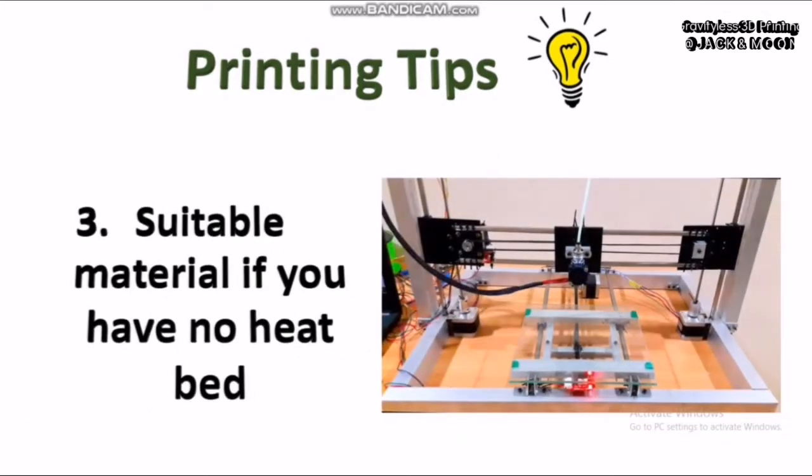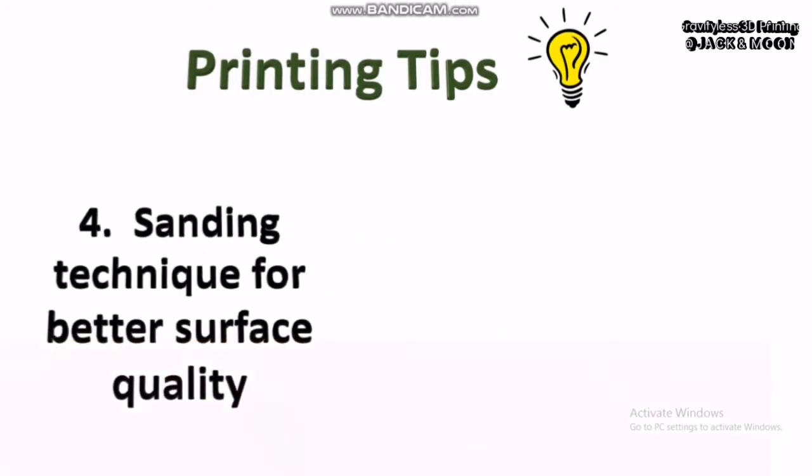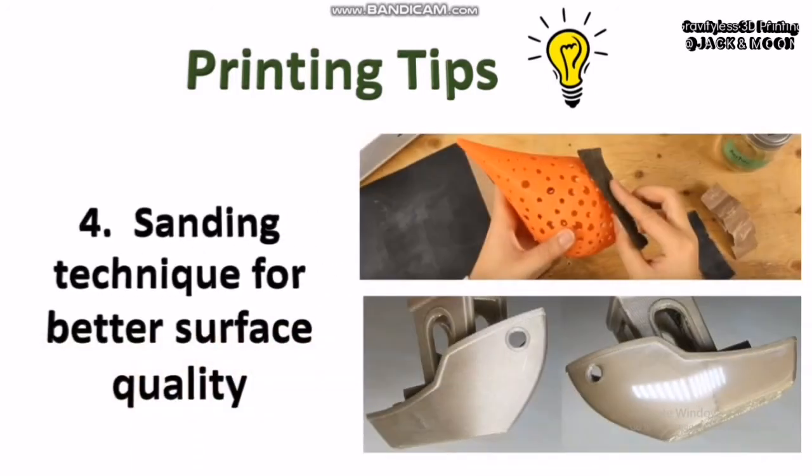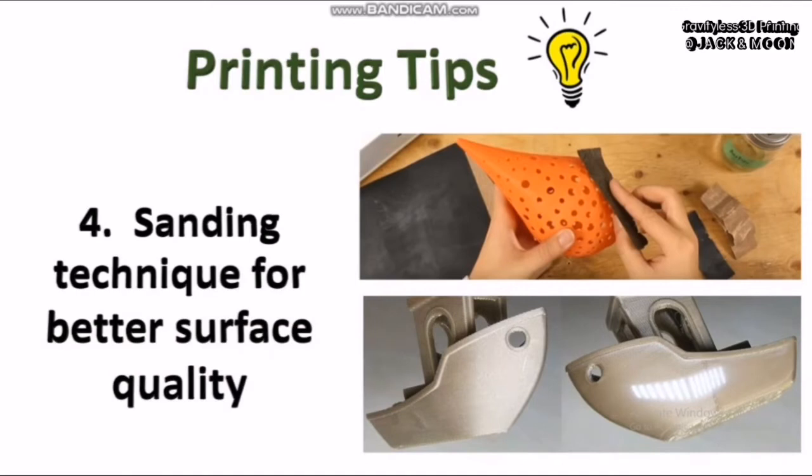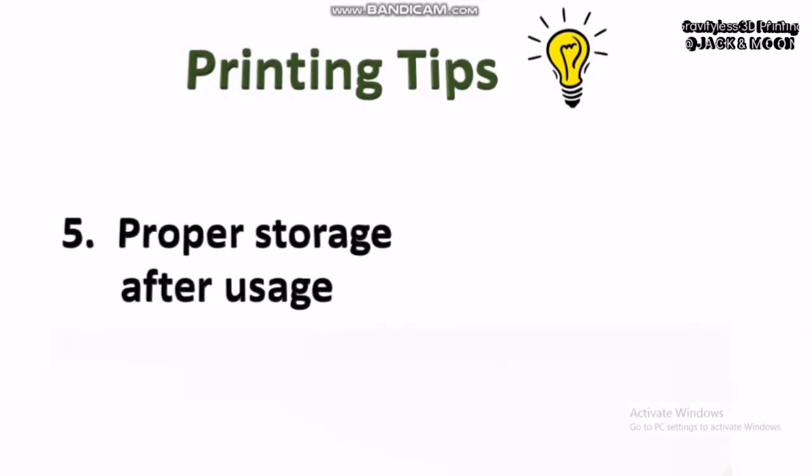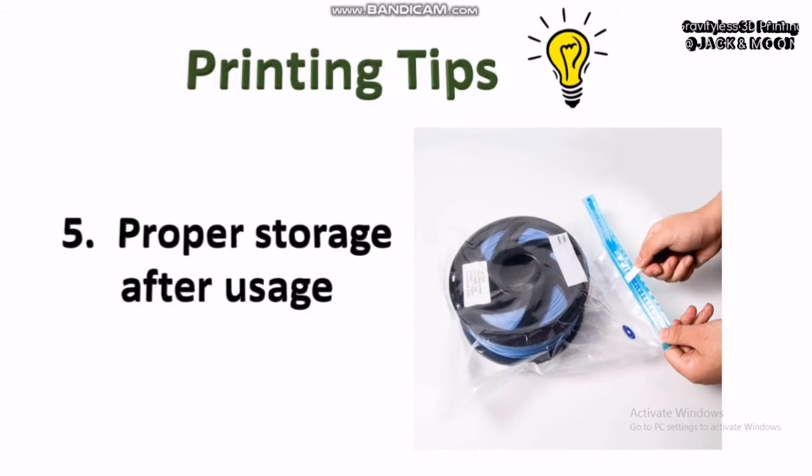time. Next, it is not necessary to have a heat bed for printing PLA. Some homemade printers might not have a heat bed, so PLA is a kind of material that you can print with. Smoothing the surface of PLA can be done by sanding using sandpaper. Always keep the filament back in a sealed bag or enclosed box after usage. This can prevent the filament from spoiling through moisture absorption from the surroundings.